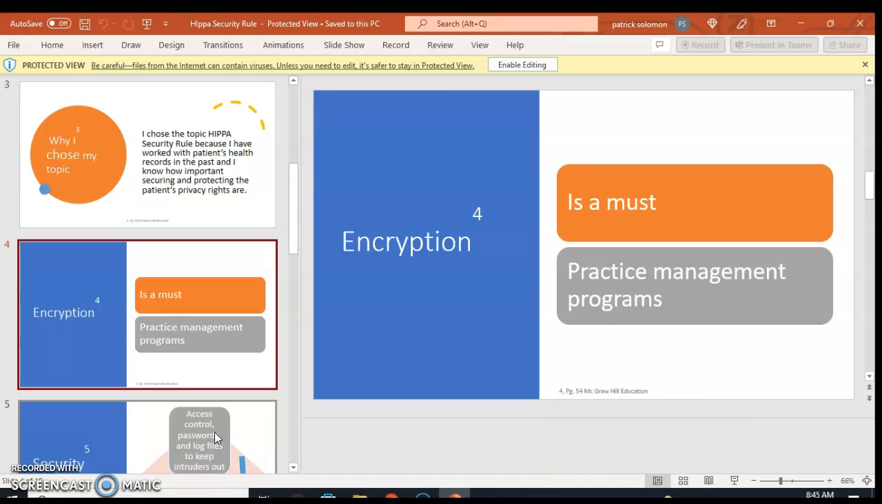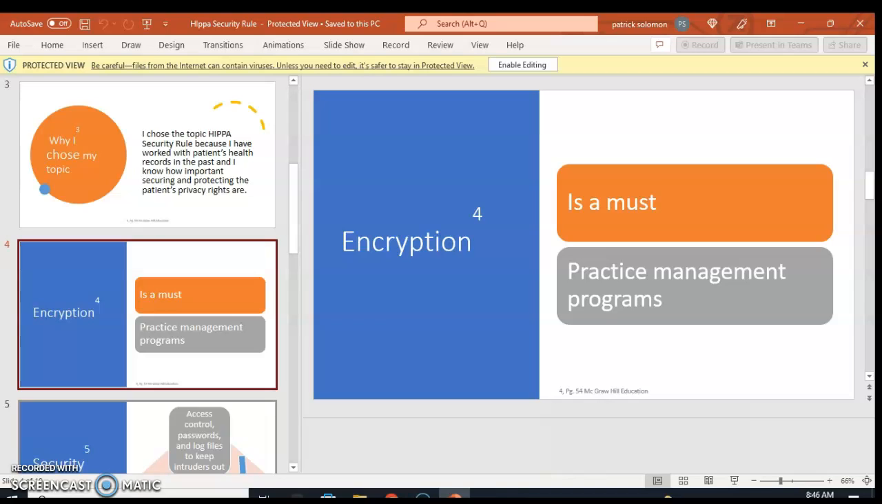A topic that I'm also going to talk about that is involved with the HIPAA security rule is encryption. Encryption is a must. Without encryption, you shouldn't be able to send patients' medical records across the internet because there's always the fear of records getting breached, patients' information being leaked out. So encryption is a must.